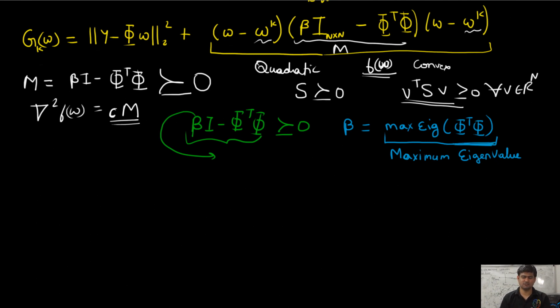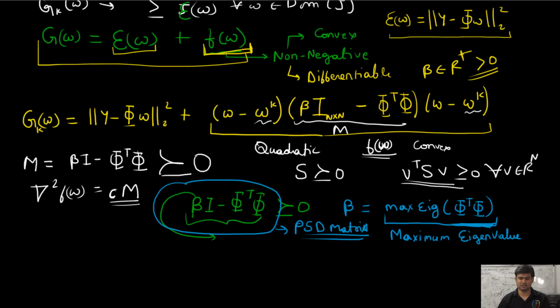So if we select beta greater than or equal to the largest eigenvalue of this matrix phi transpose phi, then the entire matrix beta times I minus phi transpose phi would be a positive semi-definite matrix. And we assume that we'll select beta such that it is at least the largest eigenvalue of the matrix phi transpose phi. So this is the choice of f that we'll select to minimize this loss function.